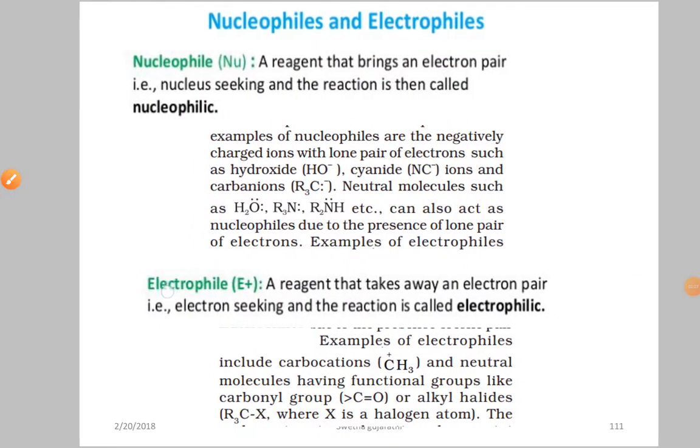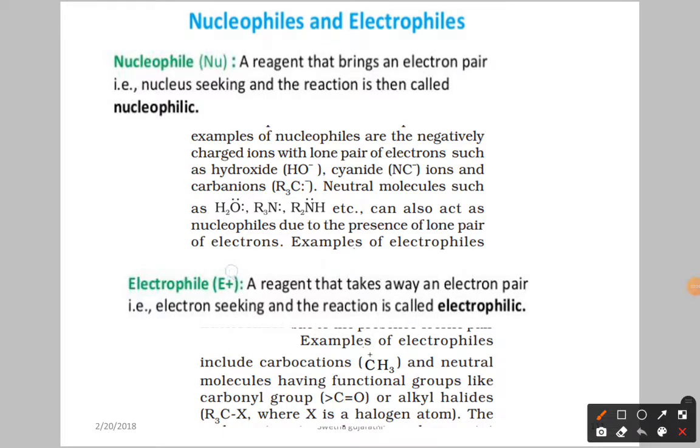Now what does electrophile mean here? As you know very well, they have a positive charge. Having a positive charge means they need electrons. So a reagent that takes away an electron pair means they are taking the electron away from the substrate. They are simply electron seeking, meaning they need the electron, so they are searching for the electron. So that fragment is called an electrophile, and the reaction is called electrophilic.